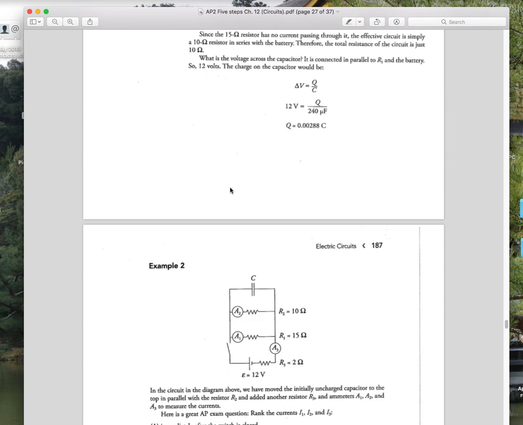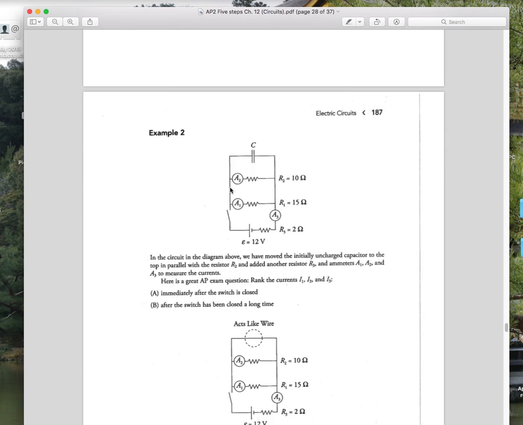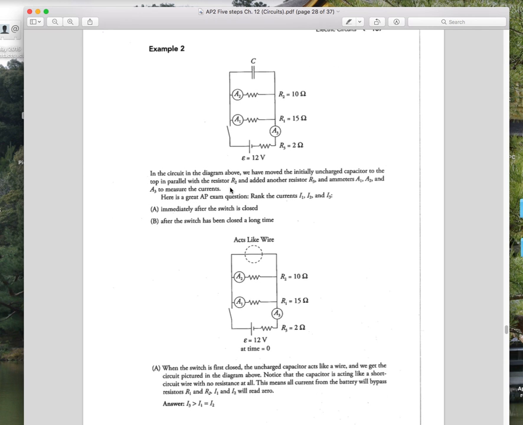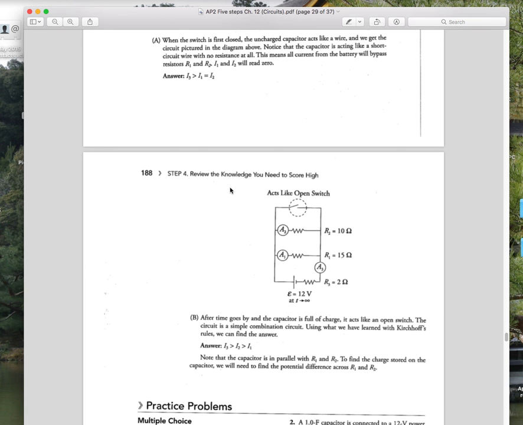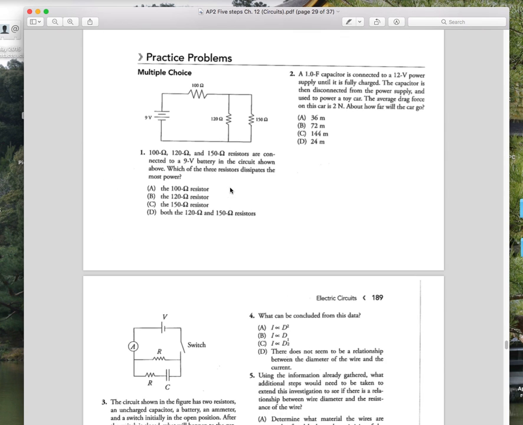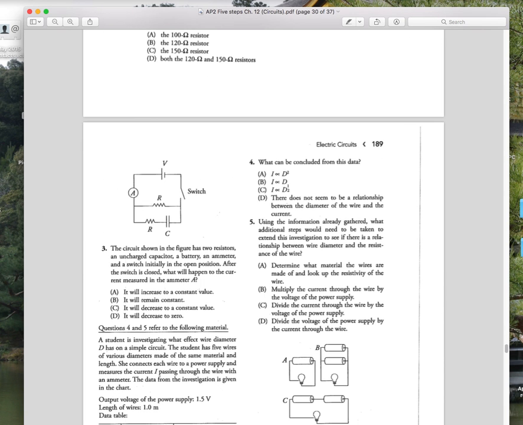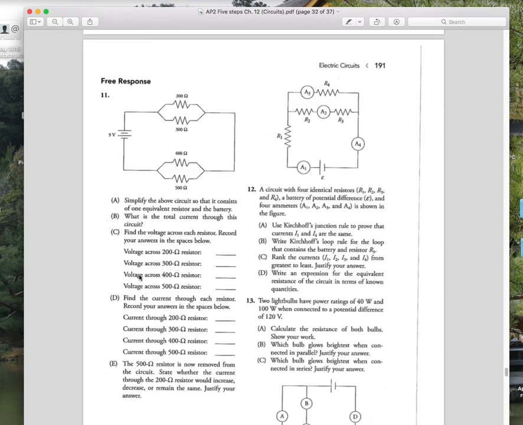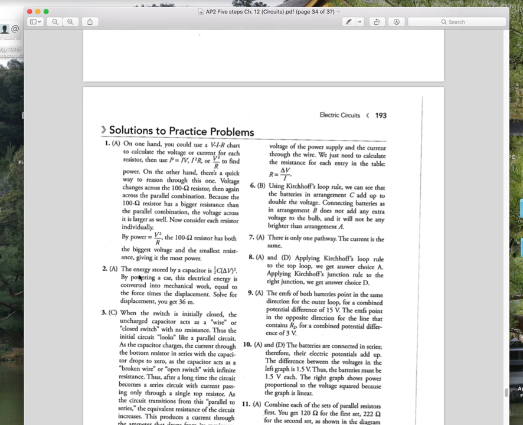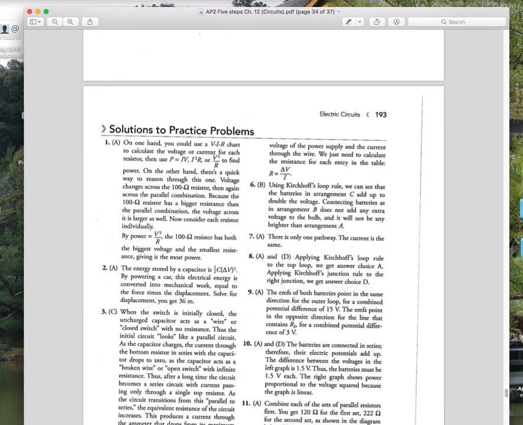Yeah, they do take a couple pages to go through that. I would really encourage you to look at these examples, and then they go through practice problems at the end of the chapter. The answers are toward the back of those, and they give good explanations as well.